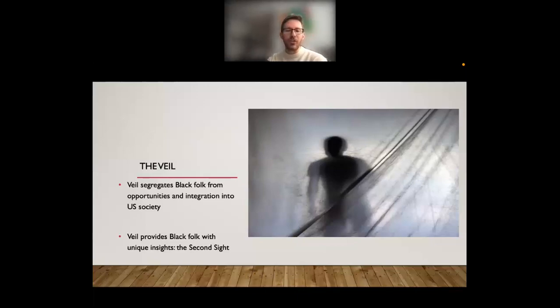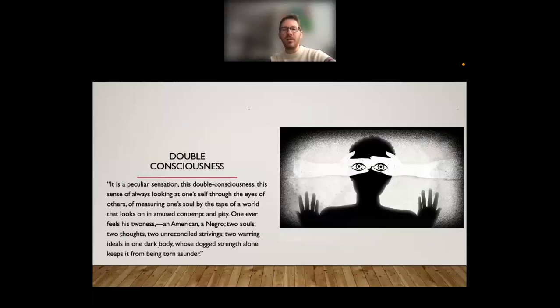So the veil has two purposes or two consequences. It both creates a material barrier against Black individuals, but it also provides them with a unique ability to critically analyze. So this is the system that created the problem. And the consequence of the problem for Black individuals was double consciousness.